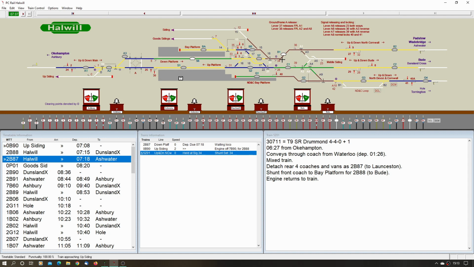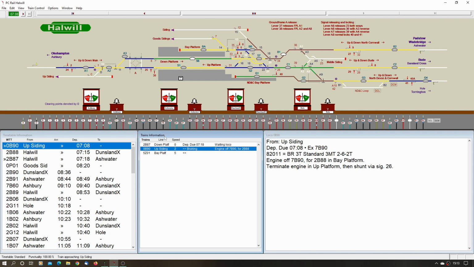Right, let me just check. That's the facing point lock into the bay. Let's see if I can clear 34. Yes, excellent. So he's going in, dropping these two in the bay. Right, let's see what we've got, this light engine. Right, we've set the route for him. We just need the gates.